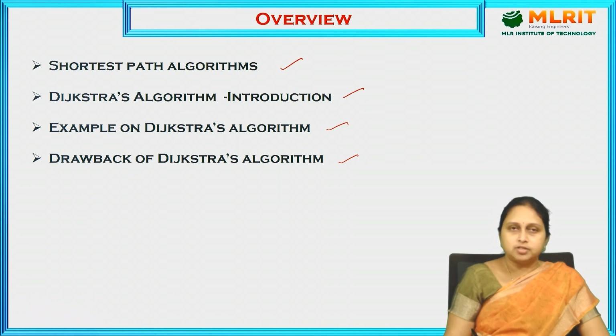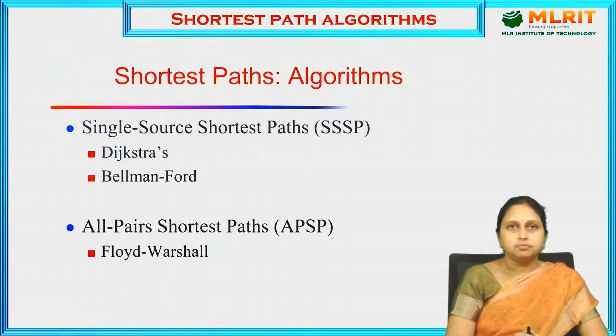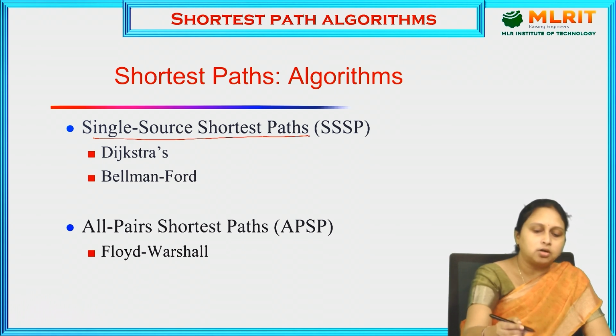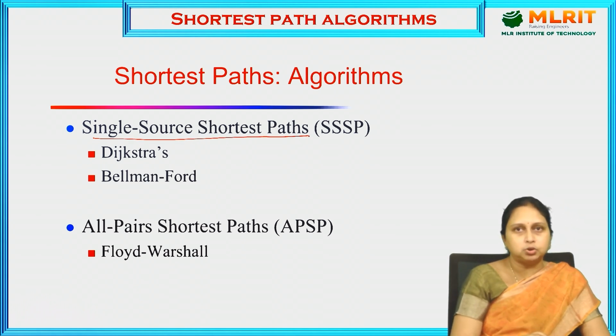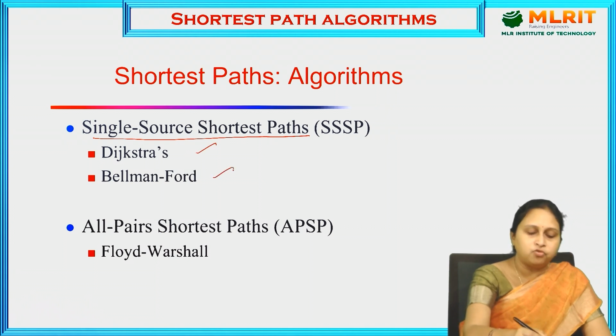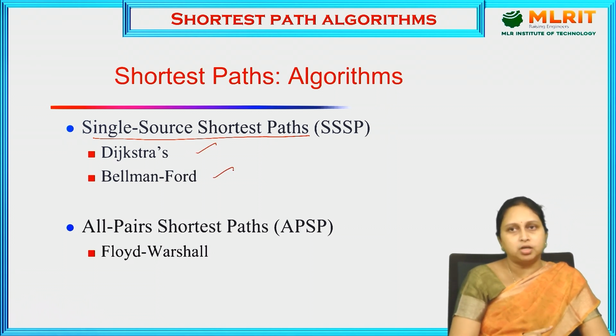First, we'll see what shortest path algorithms we have. We can represent these as single source shortest path algorithms, in short SSSP. Under that, we are going to look into Dijkstra's algorithm and the Bellman-Ford algorithm. These two algorithms we are going to discuss.